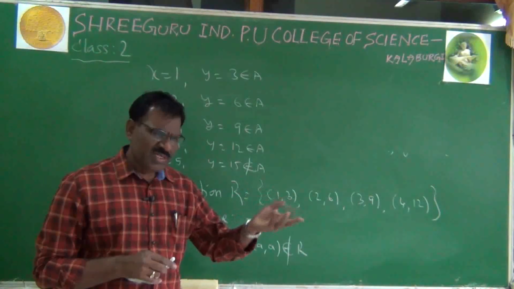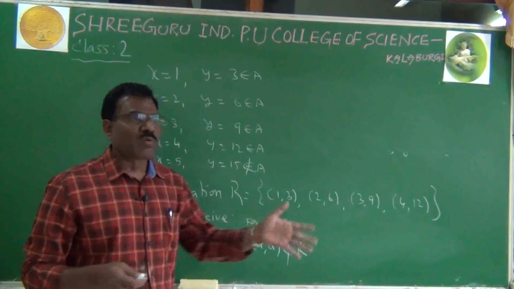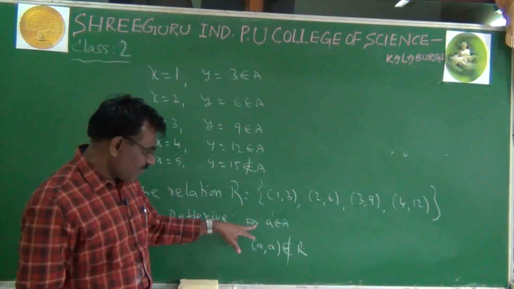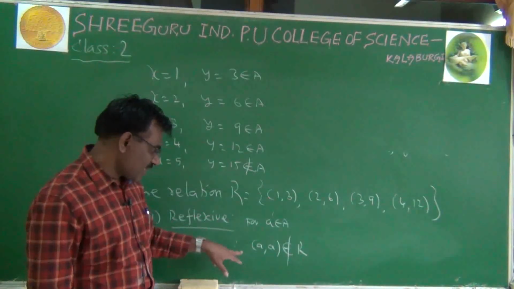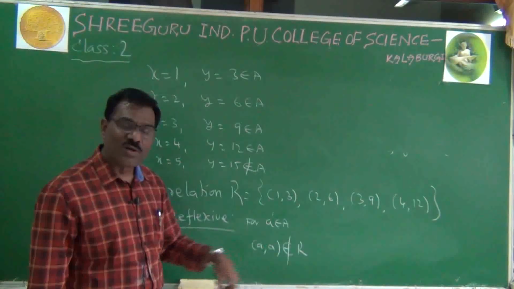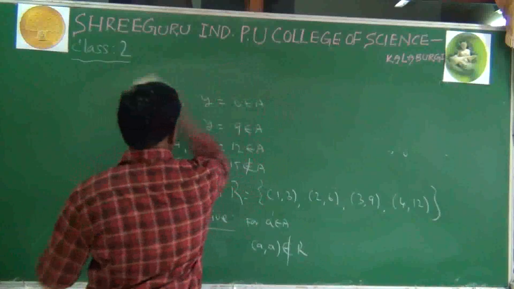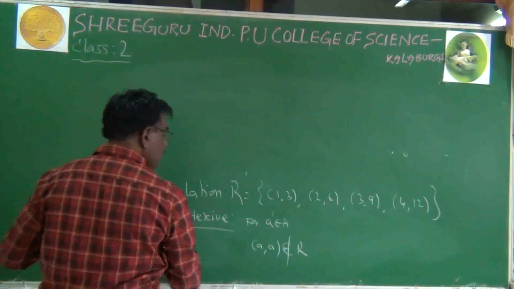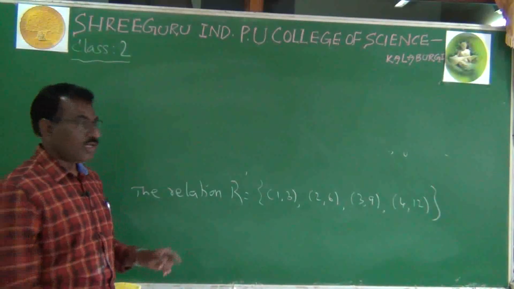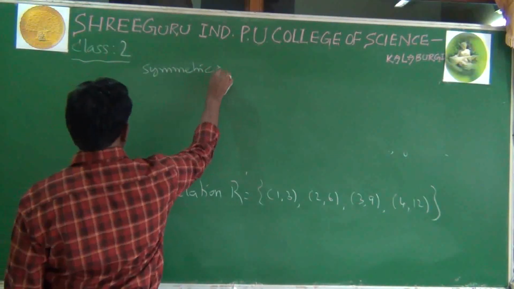Previous one, students don't know the definition. 1 1 is not there, 2 2 is not there. Okay, no problem. But in general, for a belongs to A, a comma a does not belong to R. Therefore, R is not reflexive. Then what is next? Symmetry. Whether it is symmetric or not.